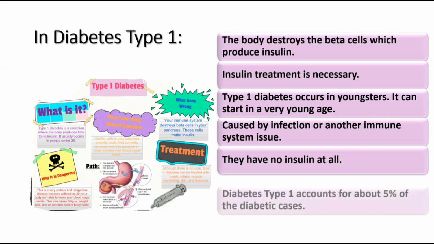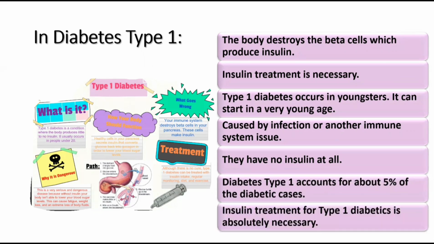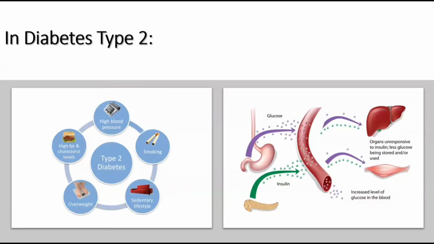Then they have no insulin at all. Diabetes type 1 accounts for about 5% of the diabetic cases. Insulin treatment for type 1 diabetics is absolutely necessary. Type 2 diabetes is a little bit more complex.